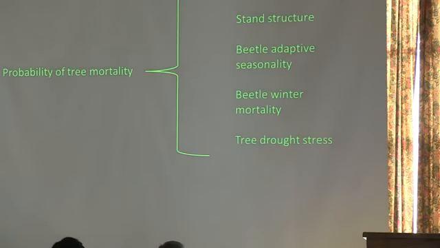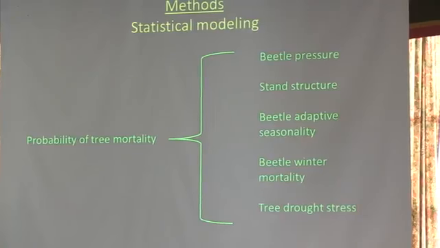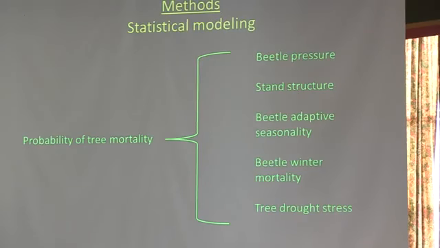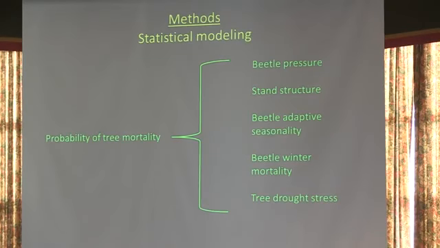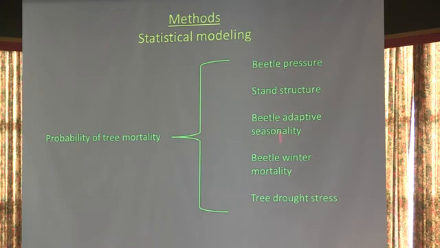We did this with statistical modeling. We're modeling the probability of tree mortality, whitebark pine mortality, and there are several things we know we need to include in the models. One is beetle pressure, how many beetles are available out there to kill trees. Another is stand structure, what is the diameter and composition of the stands. And then several of these climate factors.